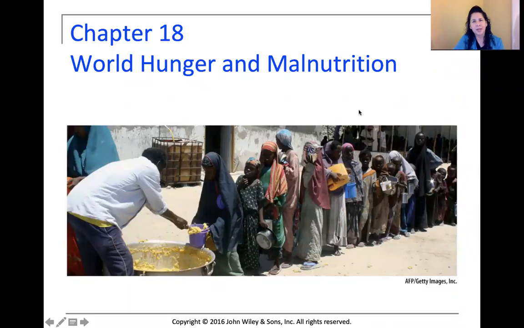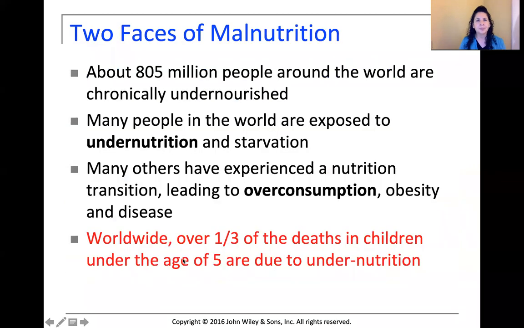Happy chapter number 18, students, and welcome to the end of our textbook, the last chapter in nutrition that we'll talk about. However, it is an important one. So this chapter is talking about world hunger and malnutrition, a topic that is near and dear to my heart.